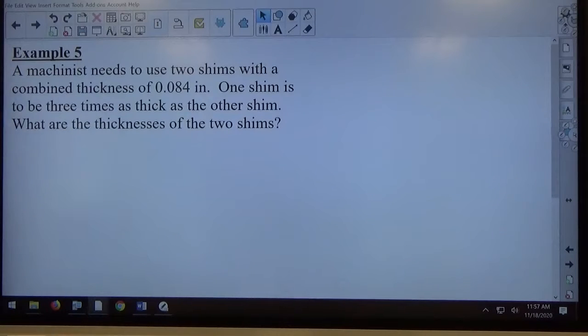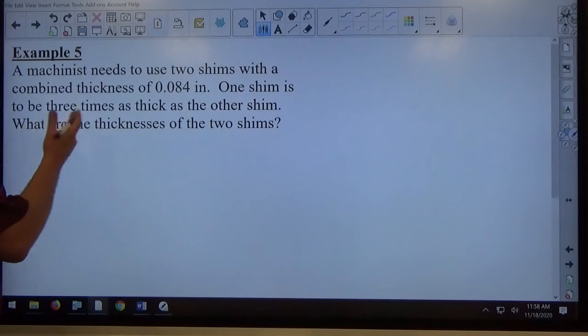All right, so we're continuing on with example 5 in section 7.6. If you recall, example 4 involved two shims of different thicknesses, and we had to write an equation with two variables. That's kind of what's happening here. In fact, it's about shims of different thicknesses. So we have two shims that have different thicknesses.